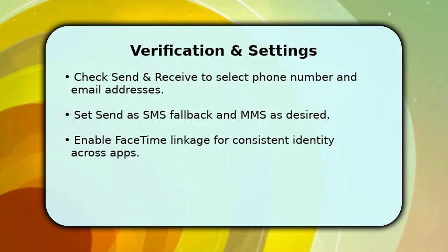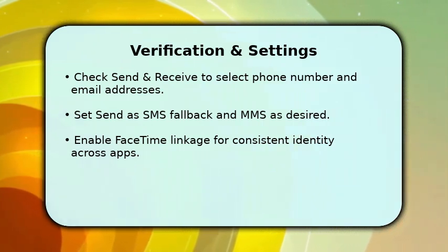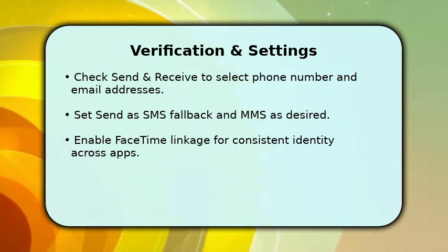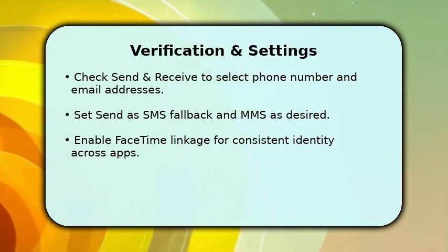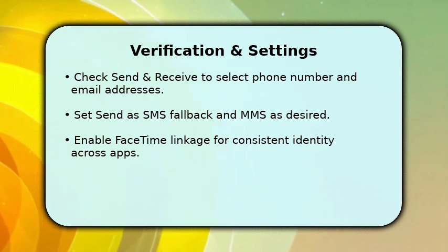After iMessage turns on, open Send and Receive to choose which phone number and email addresses you want others to reach you at. This ensures your messages use the correct identity. Make sure your phone number is checked and any verified emails are selected.